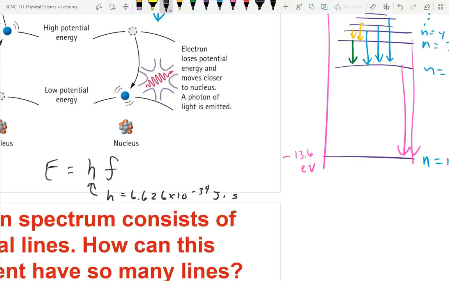So the photon's being emitted, is that how the color comes into place? Yes, the color of the photon depends on its frequency. And since you only have certain energies, that means you only have certain frequencies, and thus only certain colors.